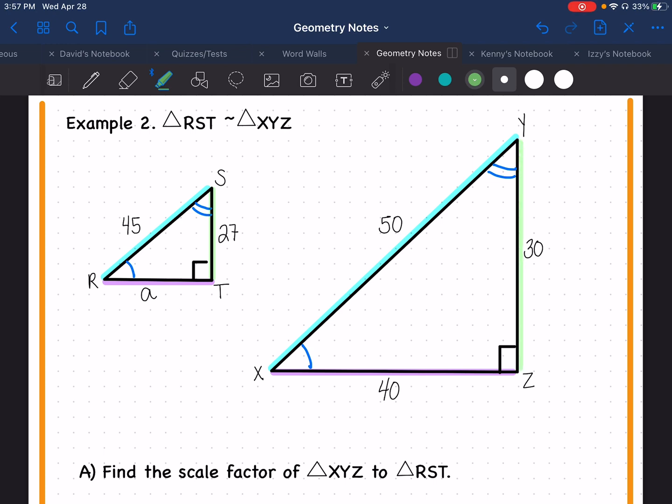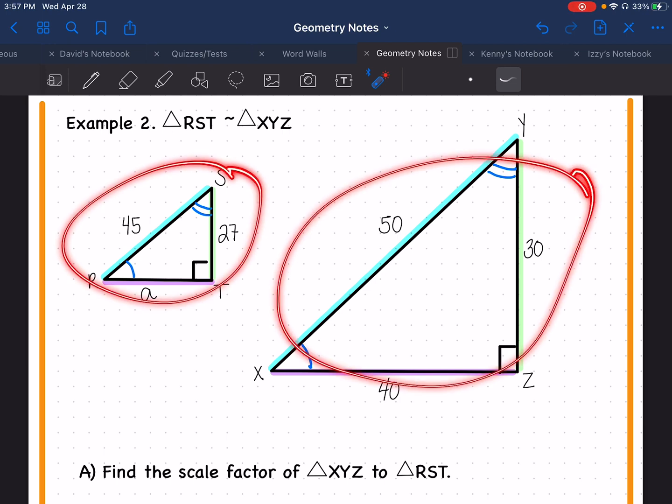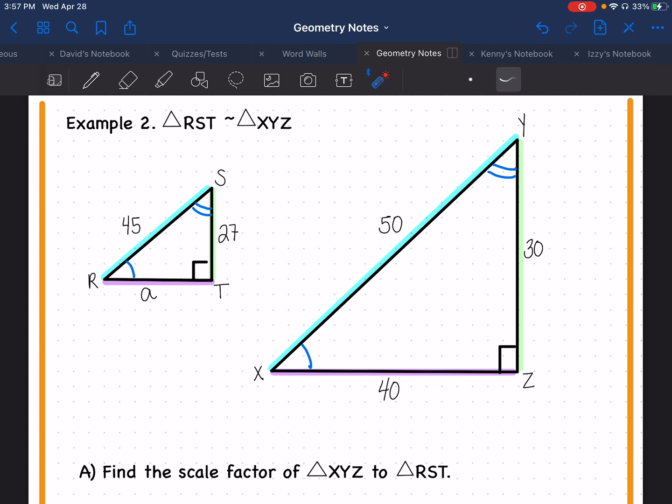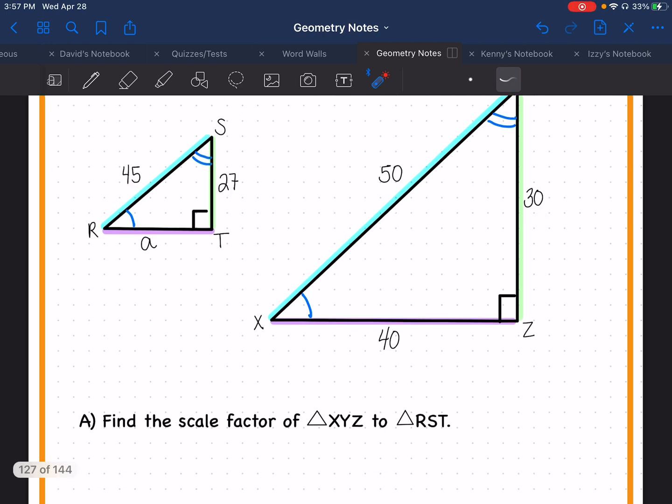There we go. So I can pick either the blue or the green. I could use 45 or 27, and then I would just pick its corresponding one in the other triangle. When I do the scale factor, I have to pick one from here and its corresponding one from there. I cannot set my scale factor up using these two numbers. They're in the same triangle, it's just not going to work. So I have to either use the blues or I can use the greens.